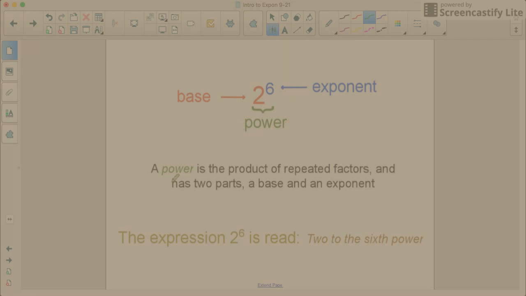So the power is the product of repeated factors. Product, again, remember, means the answer to multiplication. So the multiplication answer of repeated factors or numbers will be the answer. It has 2 parts. The power has the base and the exponent. This expression is again read as 2 being the base, to the 6th power, 6 being that exponent.